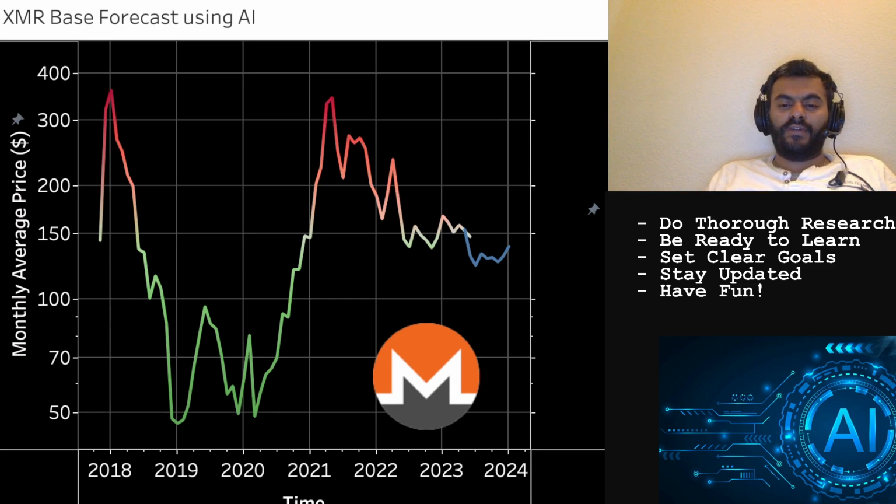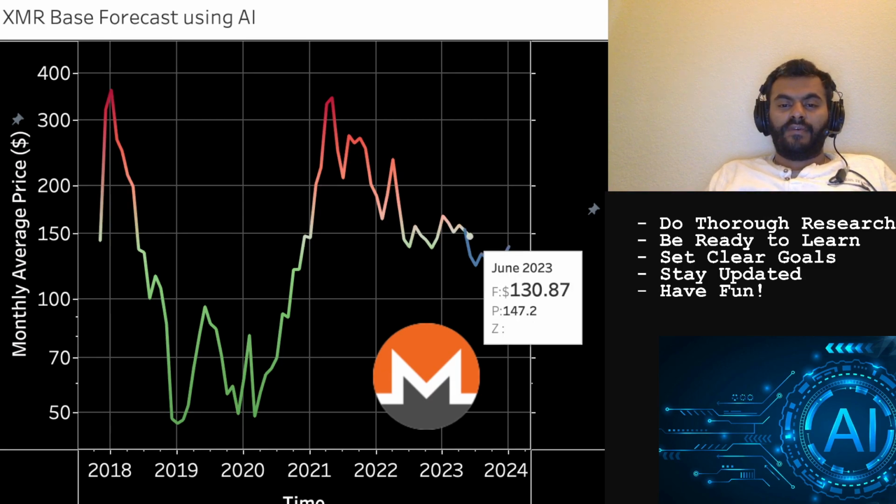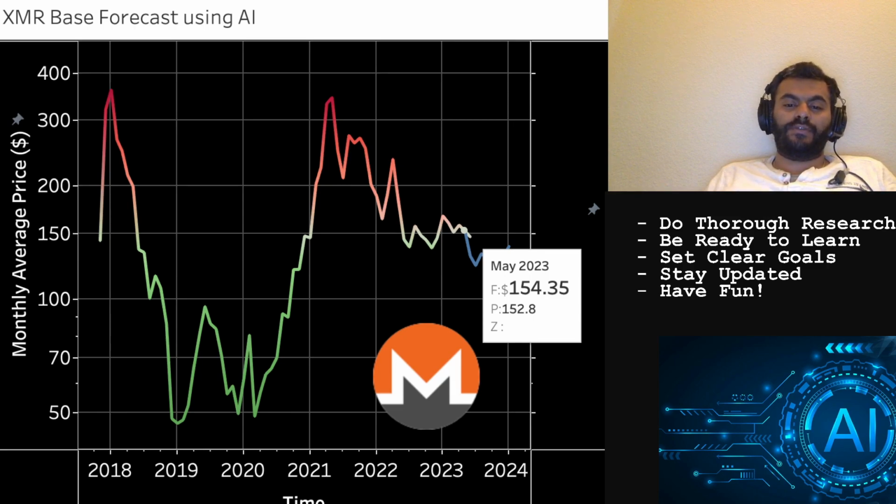So when the first model was created, we had data till April of 2023, and it had forecasted a price for the month of May at, so if you see over here, the forecasted price at this base case scenario was 154 USD, whereas the actual price was 152 USD. So fairly accurate in that perspective. The base case did hold close to the reality.